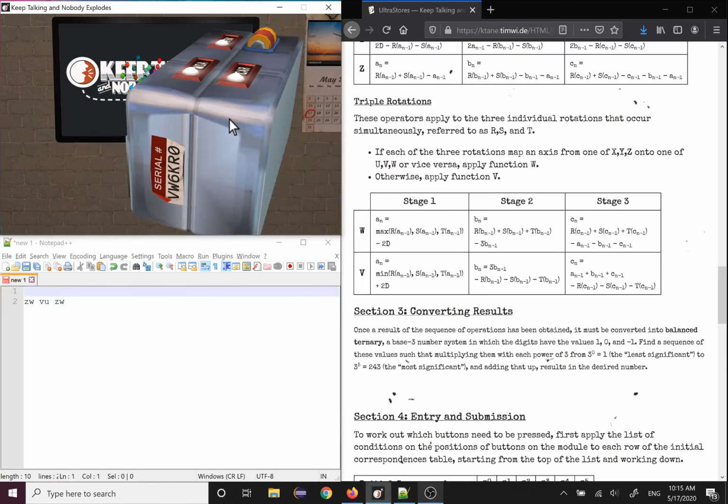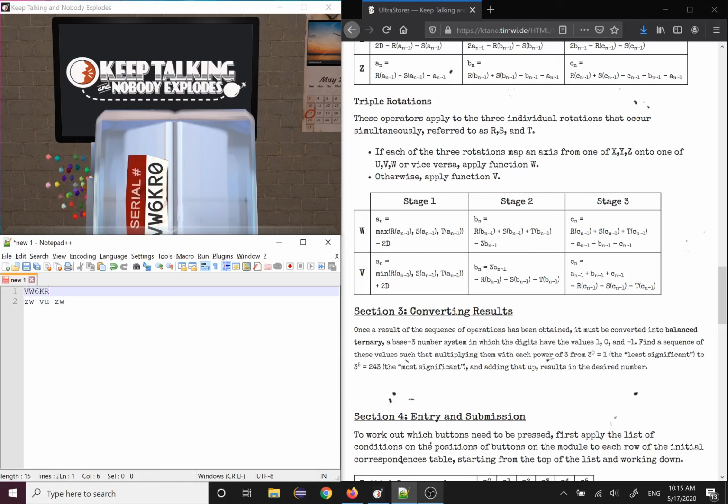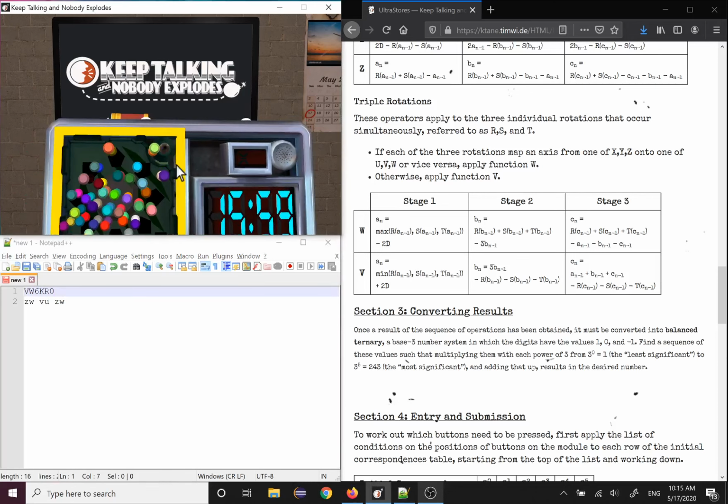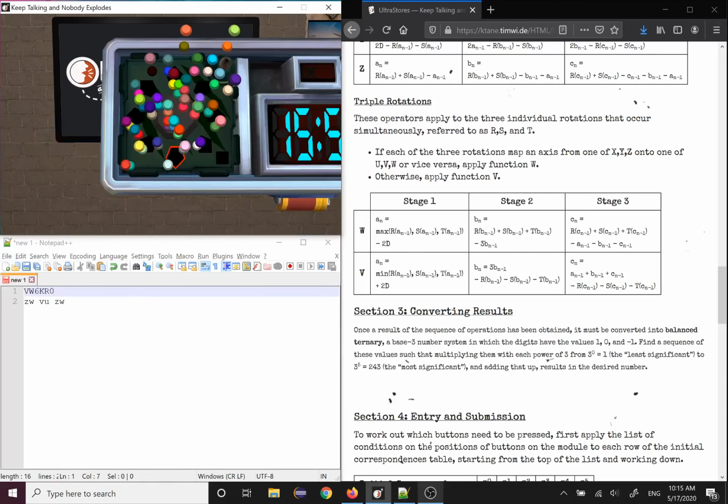The serial number, as I mentioned, we do calculations on the serial number. And the serial number is VW6KR0. And I know it could be using the NATO alphabet, but I'm lazy.